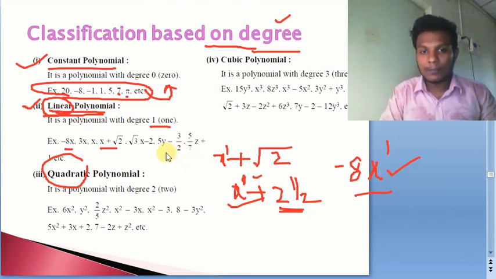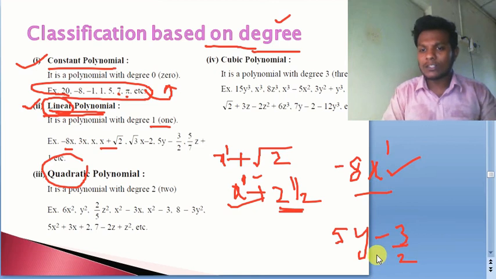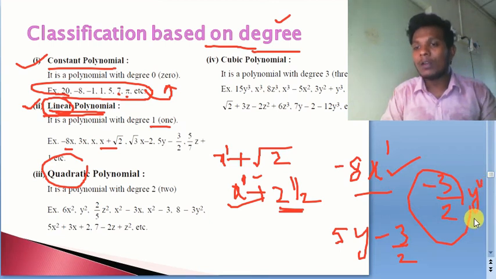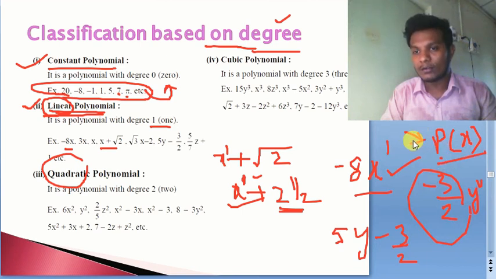Now see here, 5y minus 3 by 2. Here 3 by 2 is the constant, don't focus on it. The only variable involved here is y. Even if only minus 3 by 2 is given to you, it is going to be a constant, a 0 degree polynomial. Why? Because I can write y power 0 or z power 0 or x power 0 according to the variable involved. Suppose I say it is a polynomial in x, then I will say polynomial in x. This is the representation that we are going to see shortly.